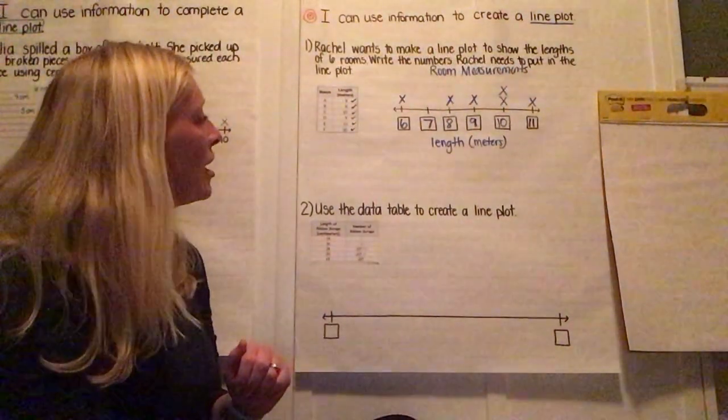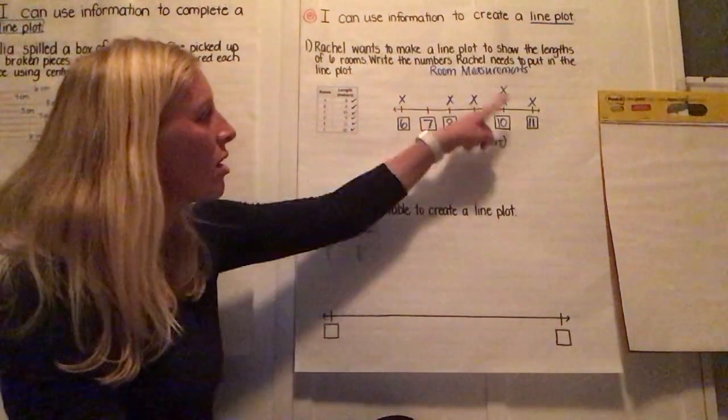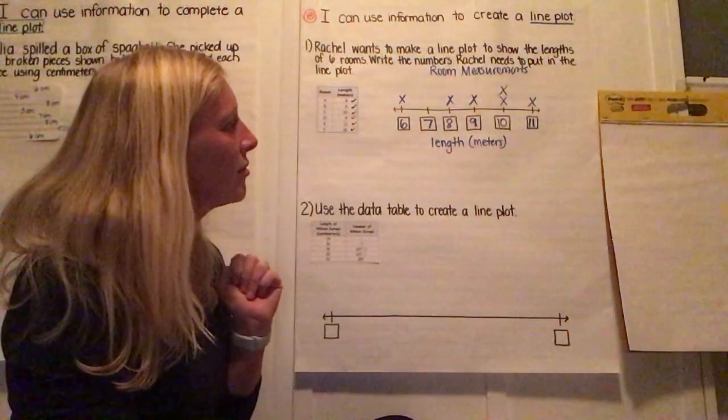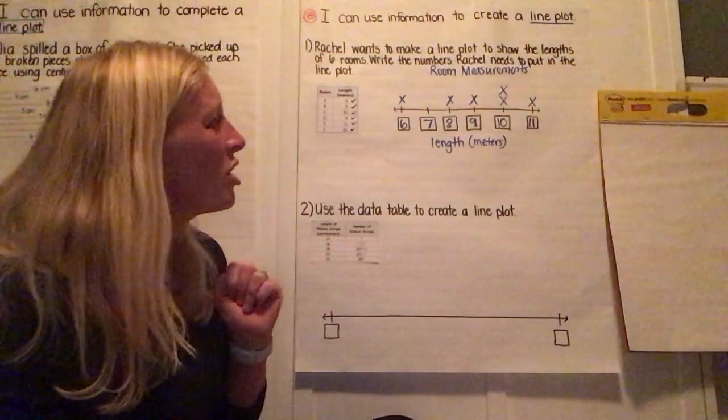How many rooms did they measure? Just using our line plot, how many rooms did she measure? How do you know she measured 6?